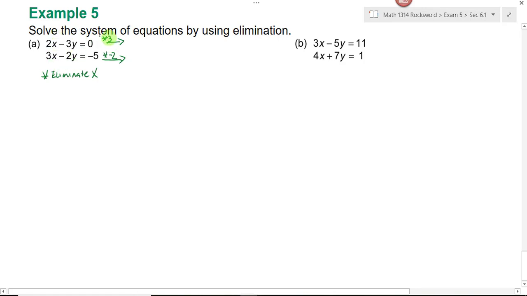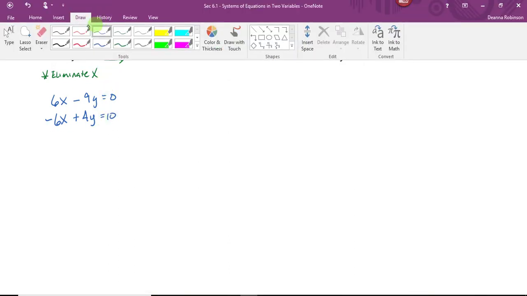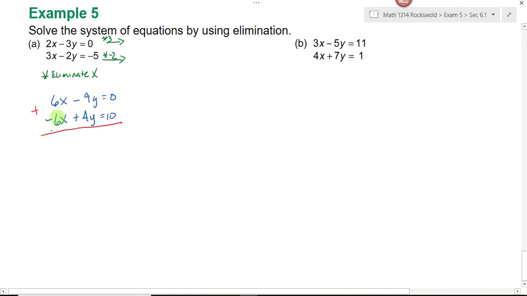So I'm going to distribute this 3 across the entire equation, and that's going to give me 6x minus 9y equals 0. And then I multiply this second equation by negative 2 and I distribute that negative 2 across to every term in the equation. Negative 2 times 3 is negative 6x, negative 2 times negative 2y is plus 4y, and negative 2 times 5 is positive 10.